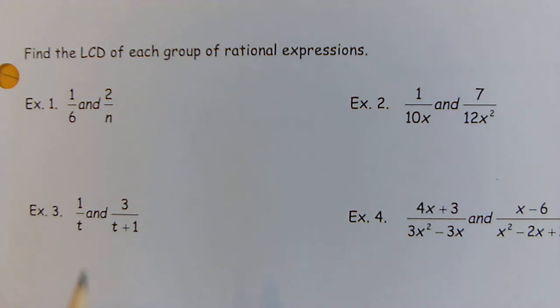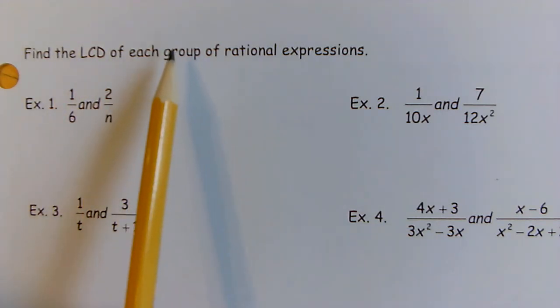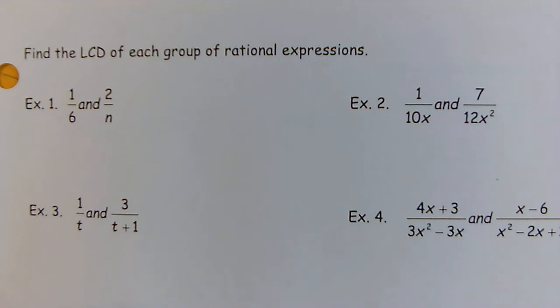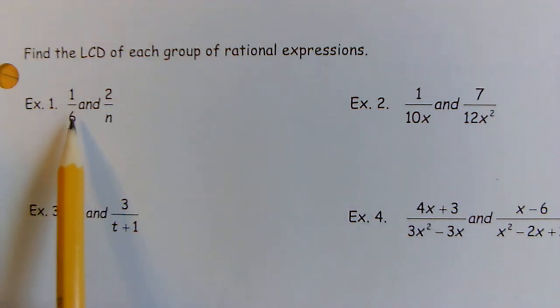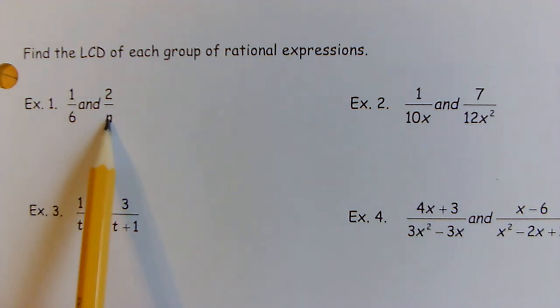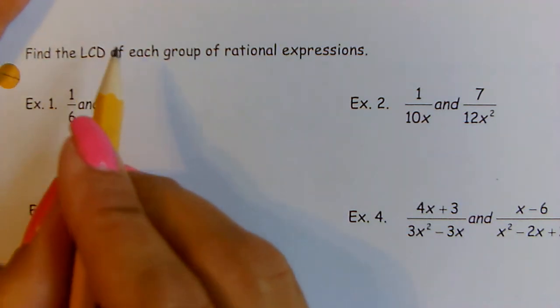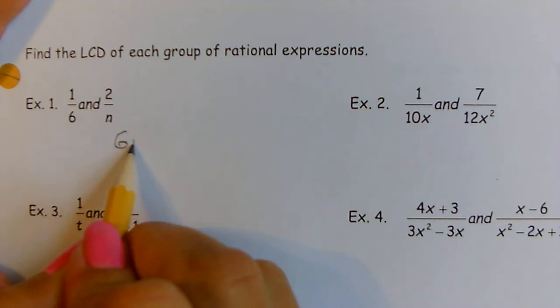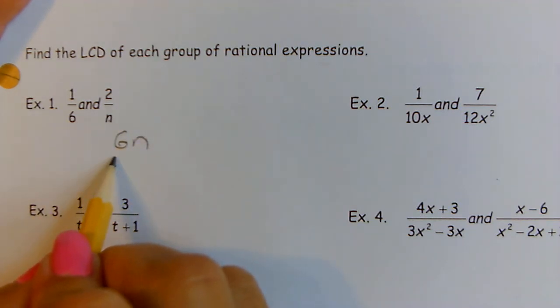So here we're just going to find the lowest common denominator of these rational expressions, of these messy fractions. If I have a 6 and an n in my denominators, my lowest common denominator is going to have each factor. It's going to be 6 and n.